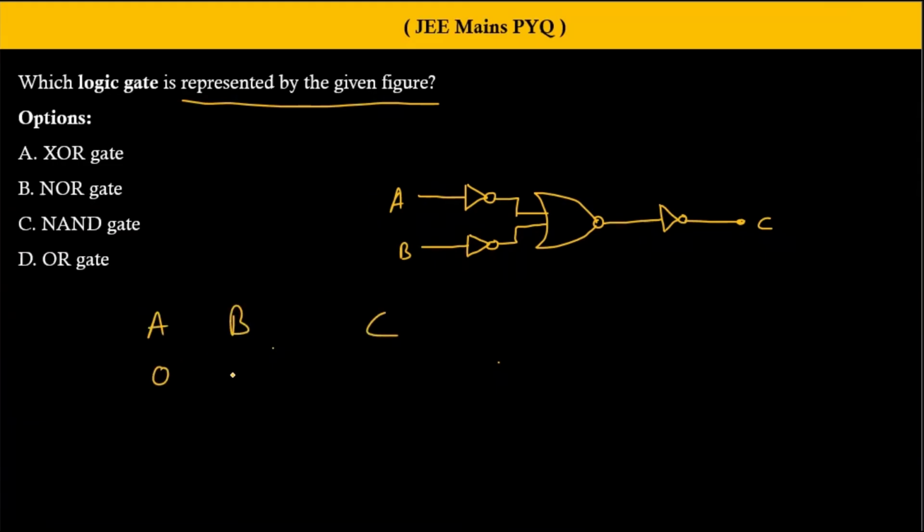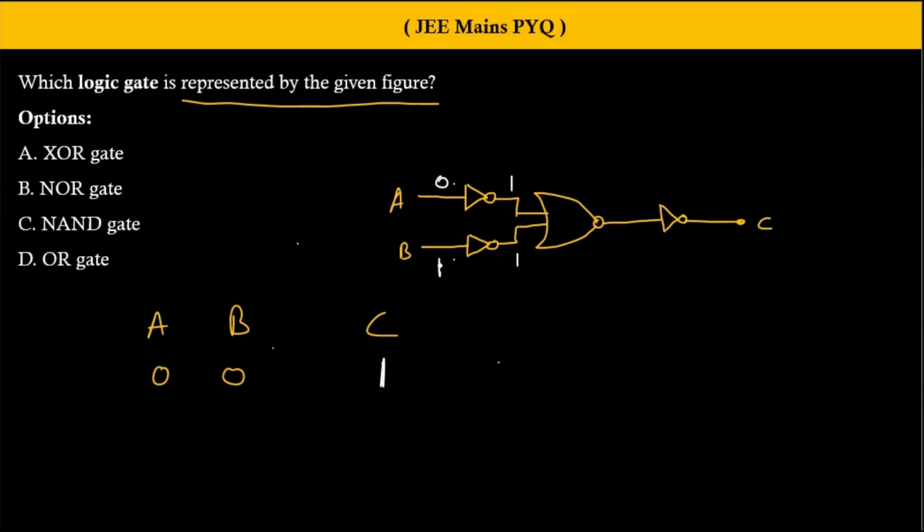So input हम कैसे ले सकते हैं? 0 0. अब देखो अगर आप 0 0 लेते हो आपको क्या मिलने वाला है? So 0 0 का NOT क्या हो जाएगा? 1 1. Okay. And 1 1 का AND क्या होता है? 1. And this is NOR. Okay. This gate is NOR, right? So that will become how much? 0. And 0 का NOT फिर से क्या हो जाएगा? 1. So this is 1 you are going to get.